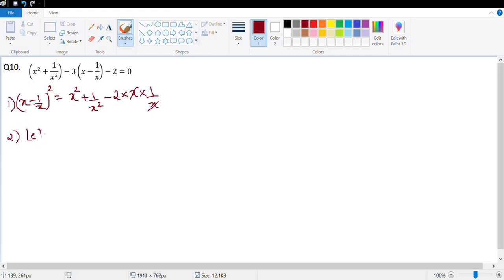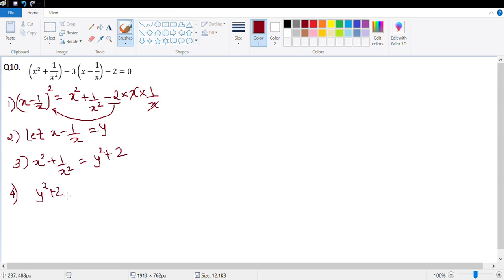So let x minus 1 upon x is equal to y, which means x square plus 1 upon x square is equal to y square plus 2. Yes, that's correct, y square plus 2. Now let's substitute these values in the first equation, which is the given, which means y square plus 2 minus 3 times y minus 2 is equal to 0. That gives us y square minus 3y is equal to 0. Yeah, this plus 2 and minus 2 gets cancelled.